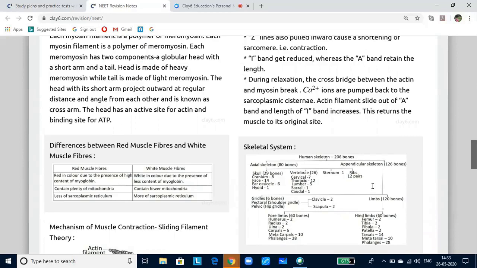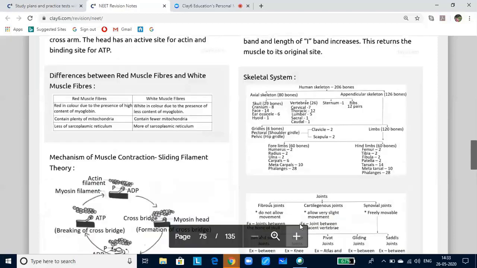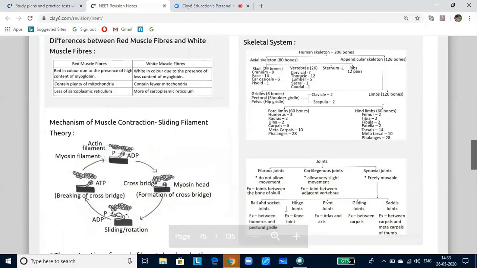Utilizing the energy from ATP hydrolysis, the myosin head now binds. So have a look at this diagram. The myosin head binds to the exposed active sites on actin to form a cross bridge. This pulls the attached actin filaments towards the center of the A band. The Z lines attached to these actins are also pulled inwards, thereby causing a shortening of the sarcomere. That is contraction. The I bands get reduced whereas the A bands retain their length.